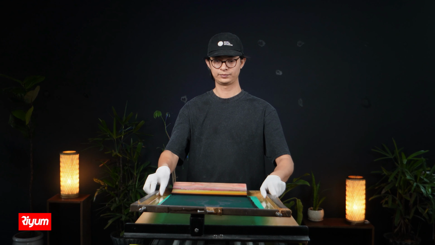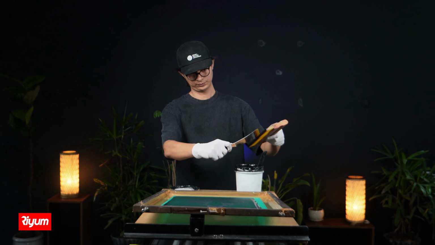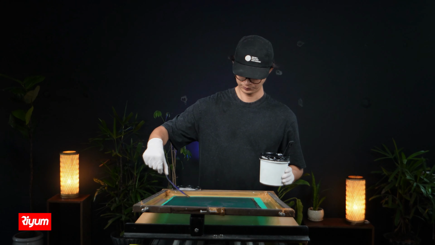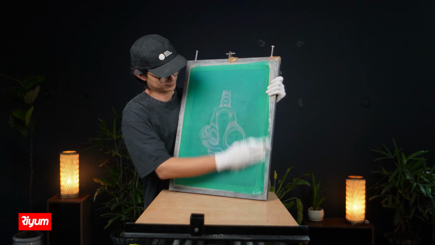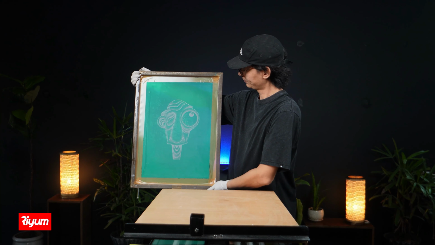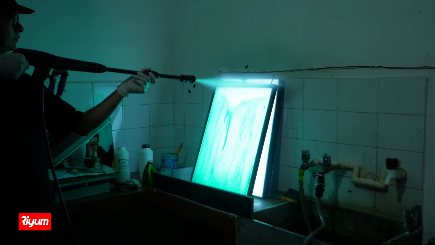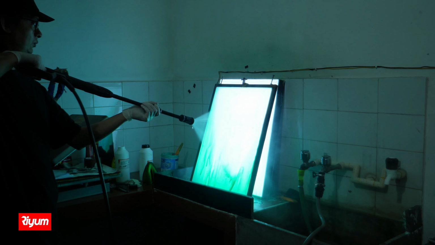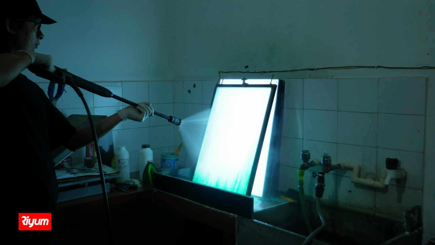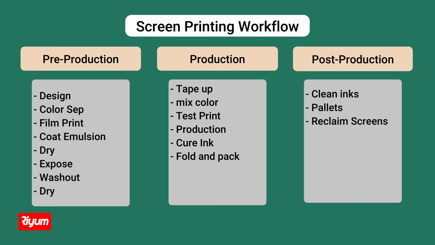So the next stage is called the post-production stage. In this stage, we clean the inks from the screen. We also clean the pallets, and whatever dirty parts are there, we start cleaning them. And then we take the screen to the washout booth again to reclaim the screens so that we can use them for the next design or the next print job. So this is the entire workflow in screen printing.